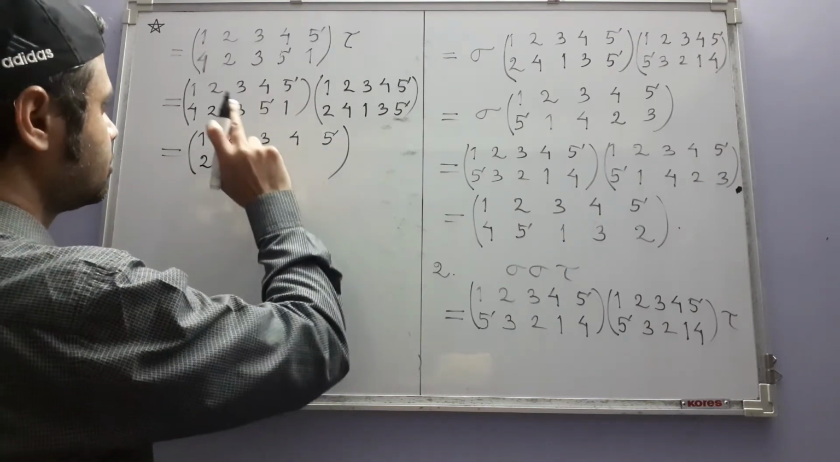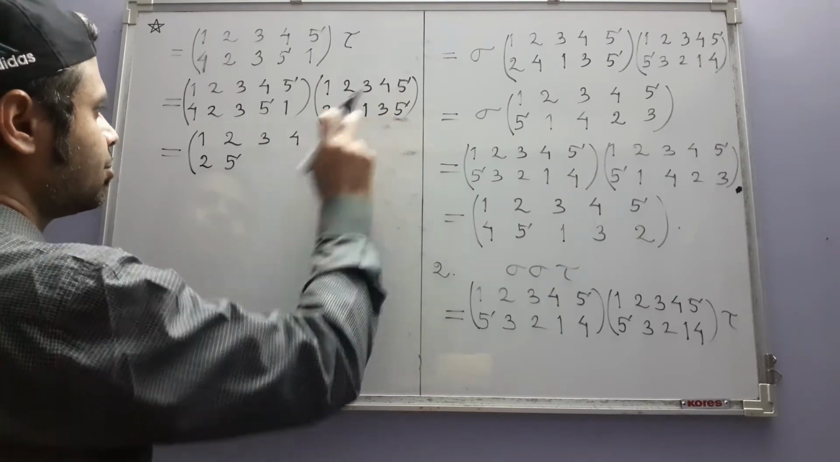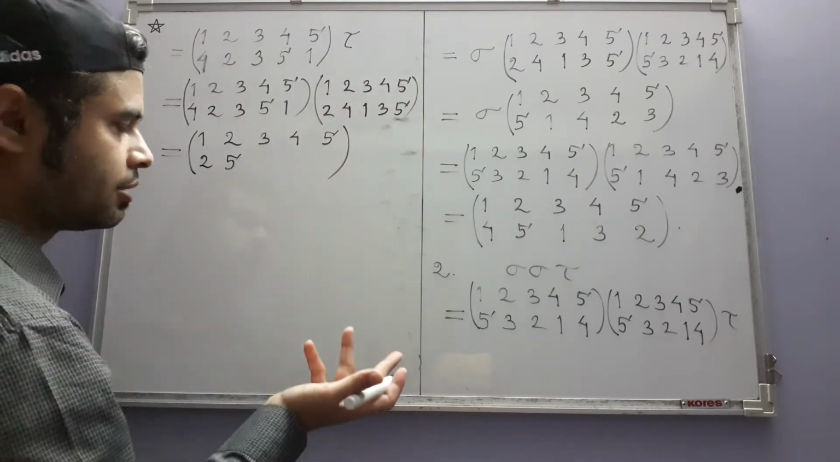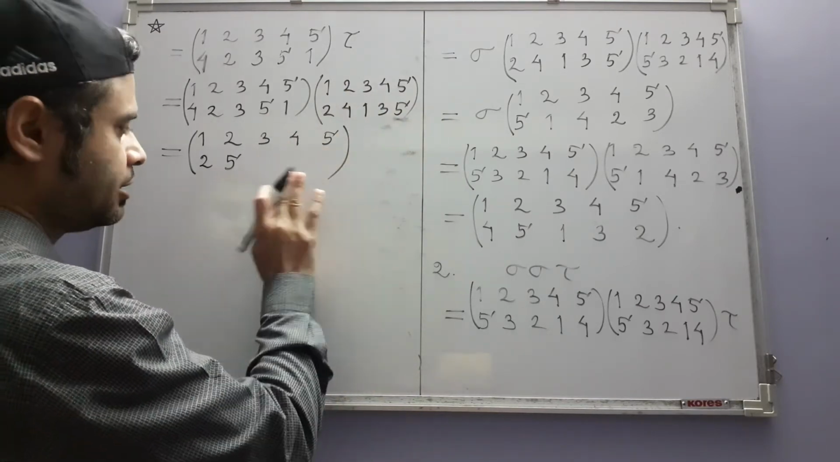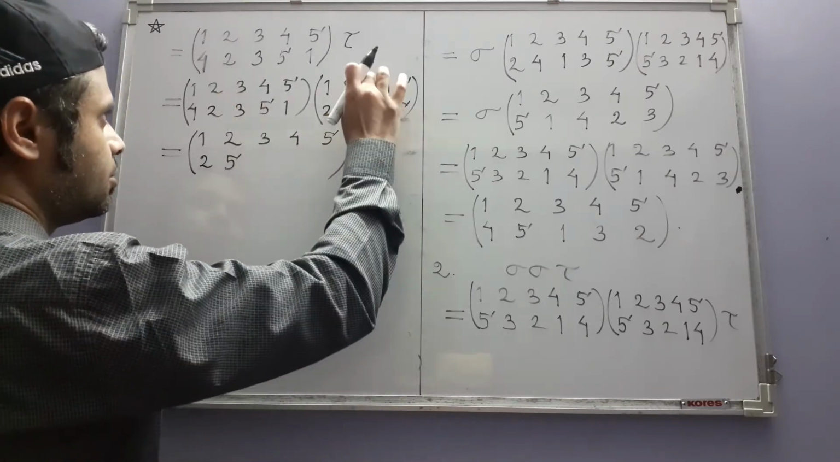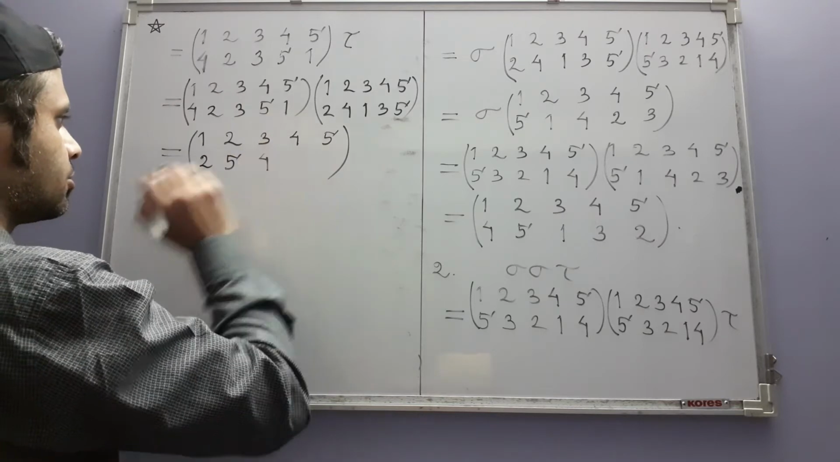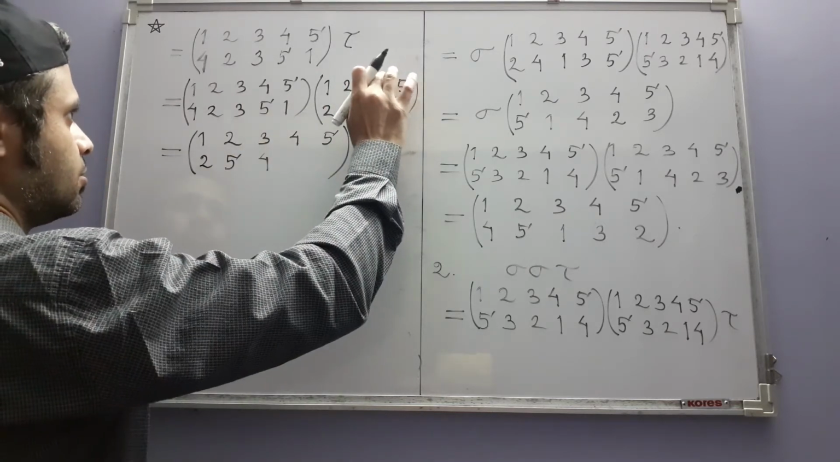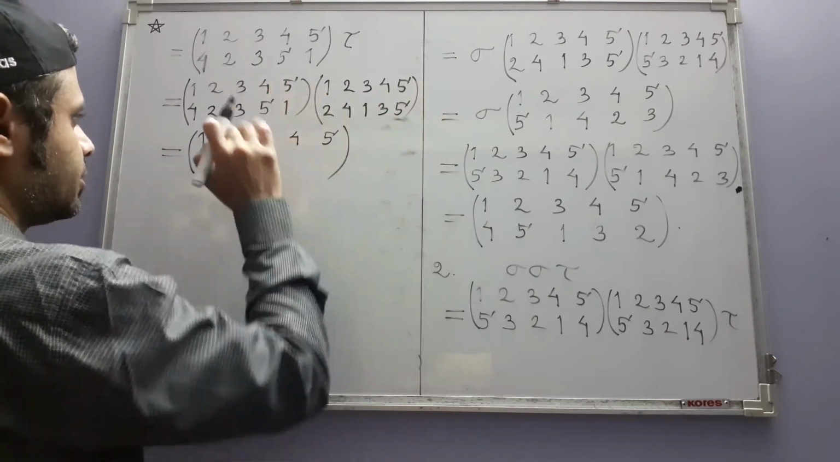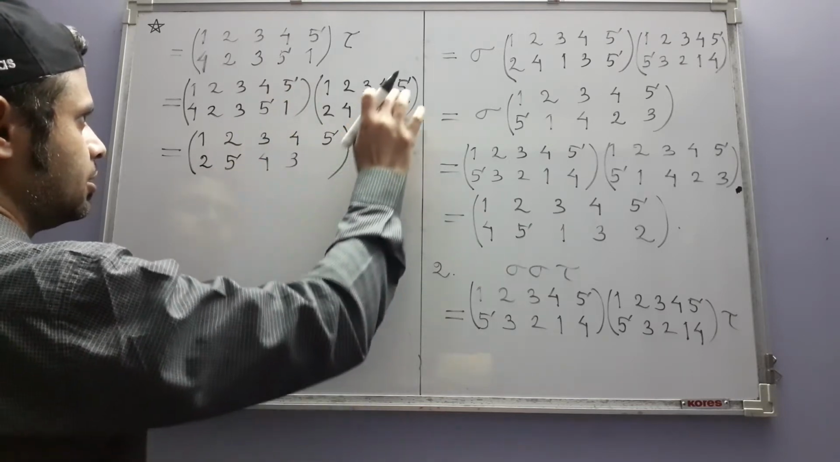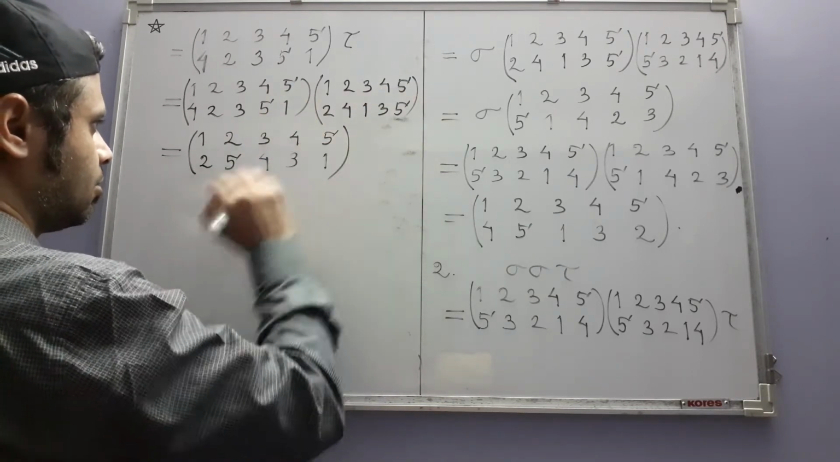Not yet. 3. Now comes 3. If you want, you can do it in any manner you want, but it's good to maintain an order. 3 to 1, 1 to 4. So 3 to 4. 4 to 3, and 3 is unchanged. So 4 to 3, and then 5 goes to 1.